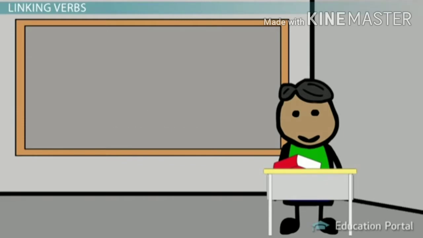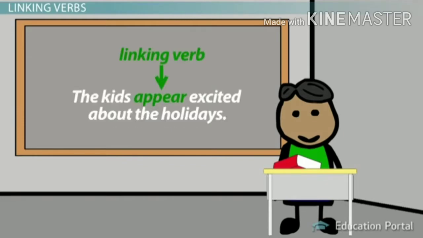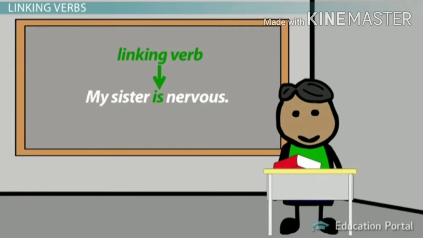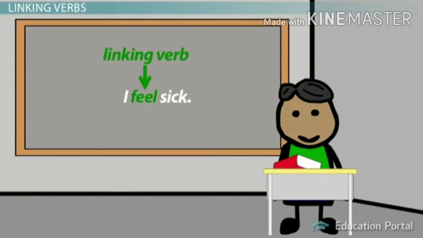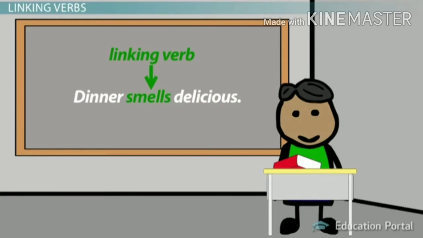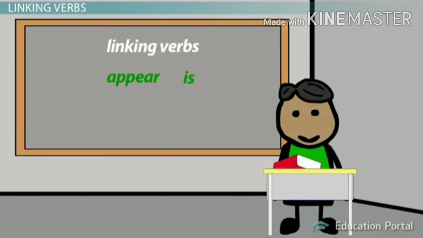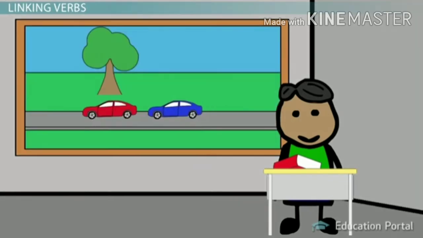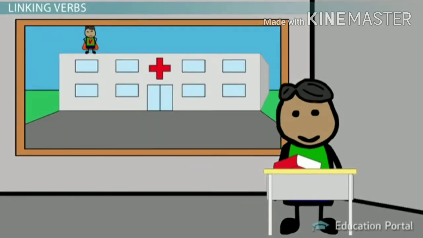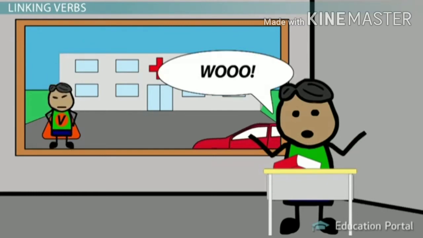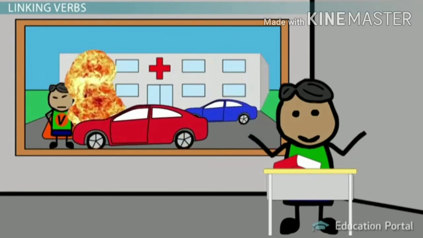Here are some examples of linking verbs at work. The kids appear excited about the holidays. My sister is nervous. I feel sick. Dinner smells delicious. Even though these linking verbs aren't showing big kinetic actions and movements, they are nonetheless verbs. They're not the kind of verbs that drive big-budget action movies, but rather movies that are maybe a little less exciting and that feature a lot of sitting around, talking, and emoting.